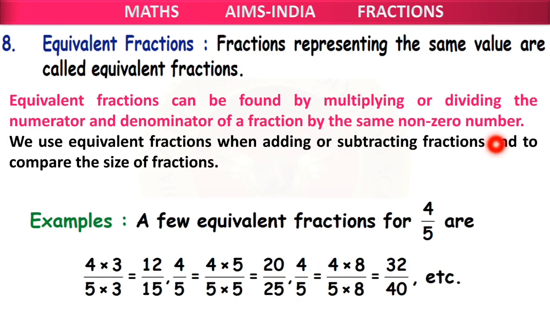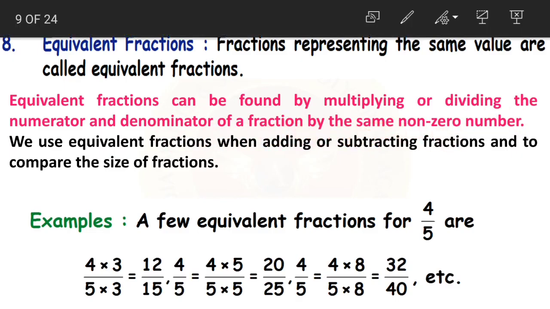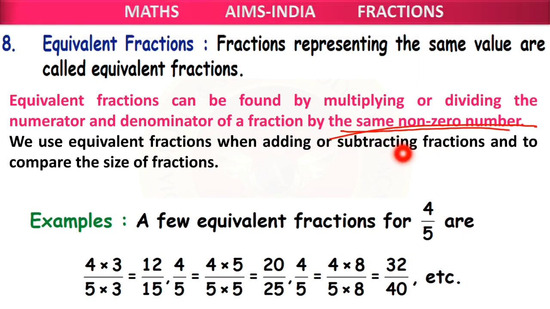The next are the equivalent fractions. Fractions representing the same value are called equivalent fractions. And how can they be found? They can be found by multiplying or dividing the numerator and denominator of a fraction by the same non-zero number. It is important that we multiply or divide using the same non-zero number.